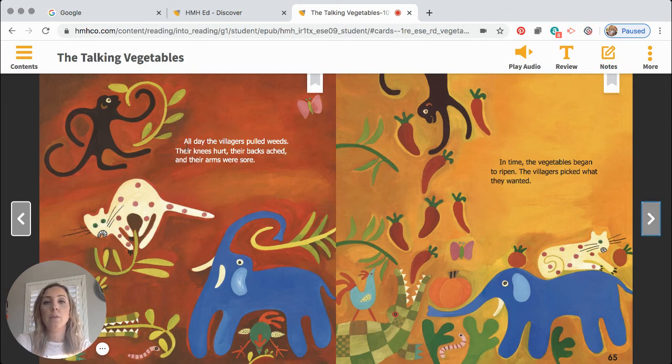Fingers ready? Ready, listen. All day the villagers pulled weeds. Their knees hurt, their backs ached, and their arms were sore. In time, the vegetables began to ripen. The villagers picked what they wanted.